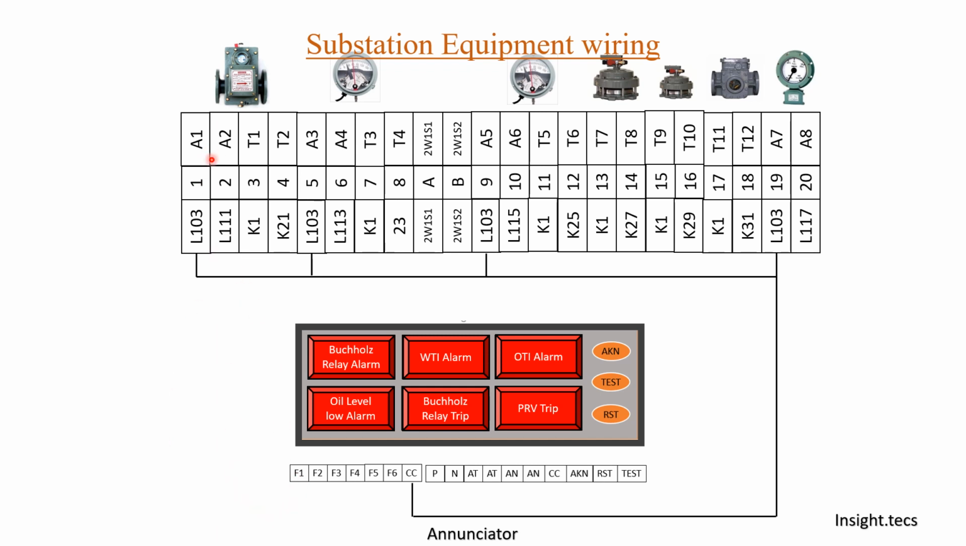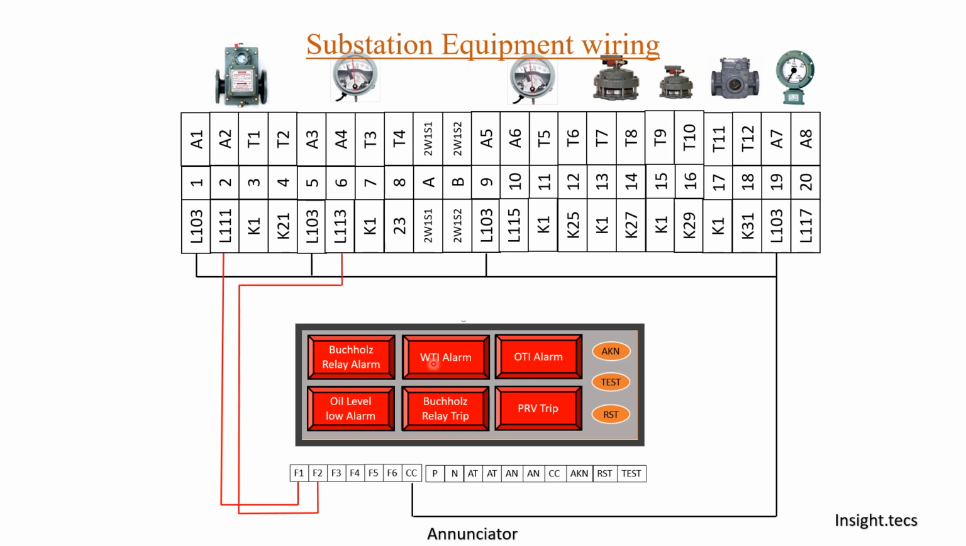What will happen is whenever there is a Buchholz relay alarm, the contact between A1 and A2 will be closed, and CC will be connected to L111, which will be connected to F1, and because of that there will be indication, annunciation of Buchholz relay alarm in window 1, right? So similarly we are using window 2 for WTI alarm.